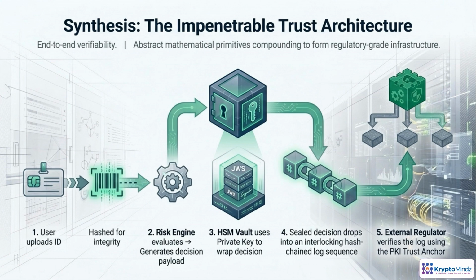Now we chain together everything we've built into a single verifiable pipeline. A user action starts the flow, but from that moment on, every transformation becomes evidence. Data is hashed, so integrity is locked in. Then the risk engine produces a decision that's immediately wrapped by an HSM-protected key. That signed decision is committed into a hash-chained log, turning a point-in-time choice into a durable cryptographic fact that regulators or counterparties can independently verify later.